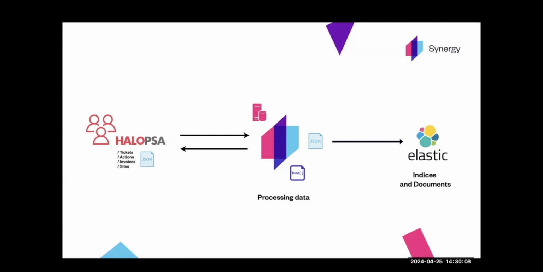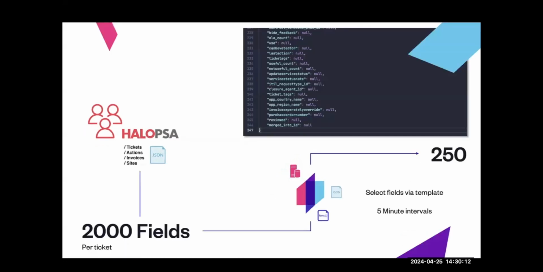But the data that came from Halo was huge, massive, in the sense that the JSON files were, well, as an example, the tickets are 2,000 fields. So it's just tons of data, and it was too much to process. So to get around that, we created a template. So I built a template and just put the fields in it that I wanted.